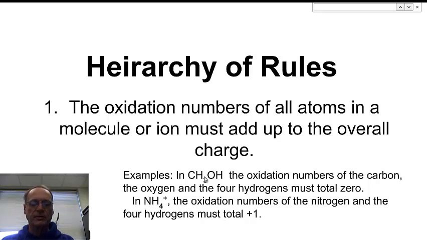So as examples, I've listed methanol, CH3OH. What this rule says is that once you've assigned oxidation numbers to the carbon, these three hydrogens, the oxygen, and that hydrogen, all the oxidation numbers have to add up to zero because the overall charge on the molecule is zero. It's not an ion, it's a neutral molecule. Whereas in ammonium ion, the oxidation numbers, once they've been assigned, for the nitrogen and the four hydrogens, all have to add up to a total of +1 because the overall charge on that molecule is +1.